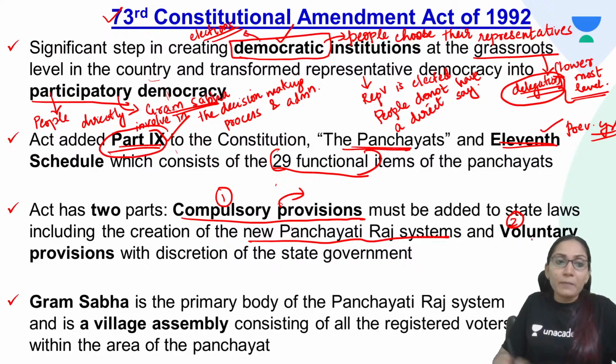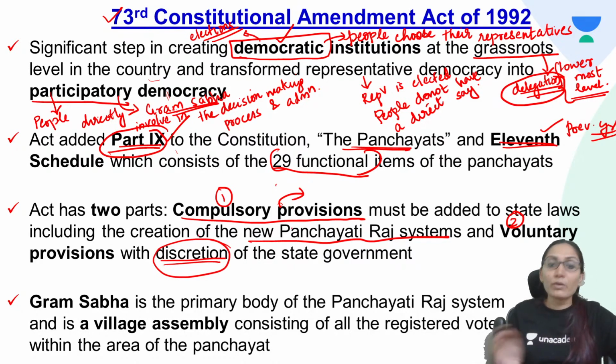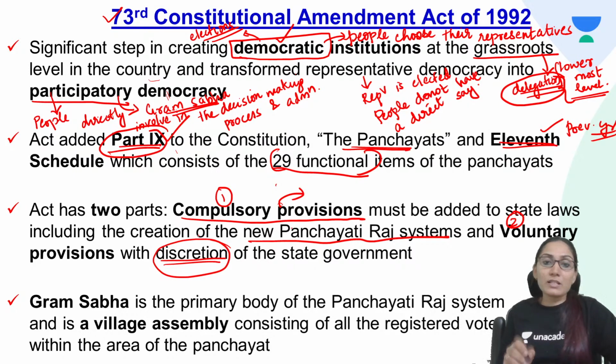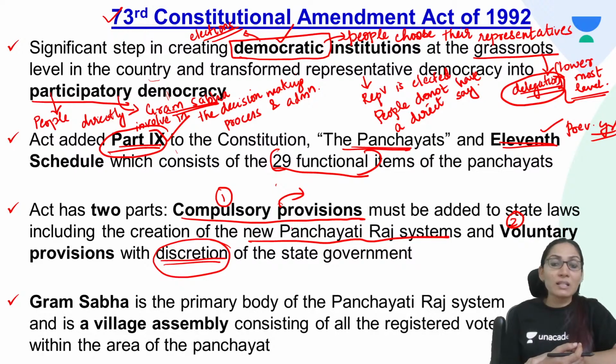And voluntary provisions are those provisions which work at the discretion of the state government. If the state government wants to give these powers to the panchayats, the government can. Otherwise, no need. So these are discretionary in nature. It is upon the state government to decide. But there are also compulsory provisions which is compulsory for each state government to be added to their state law.